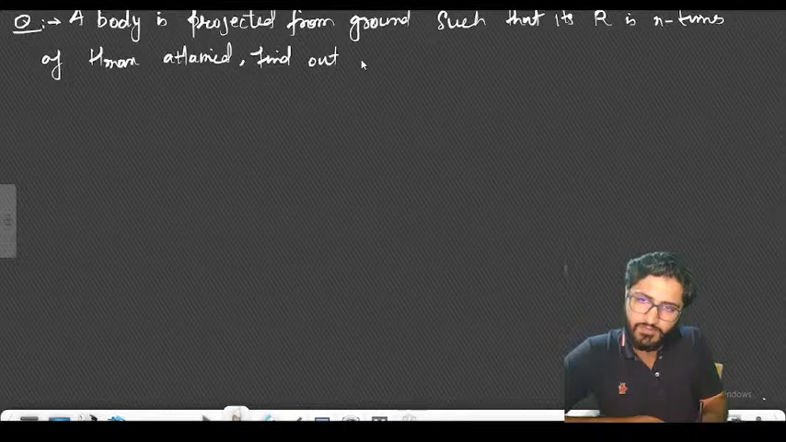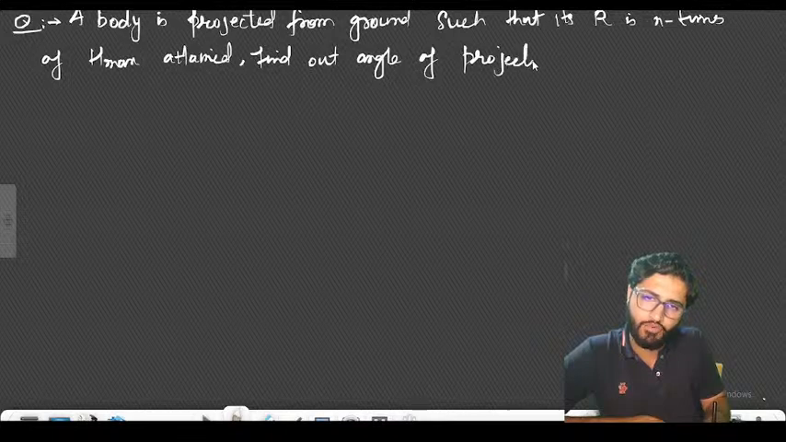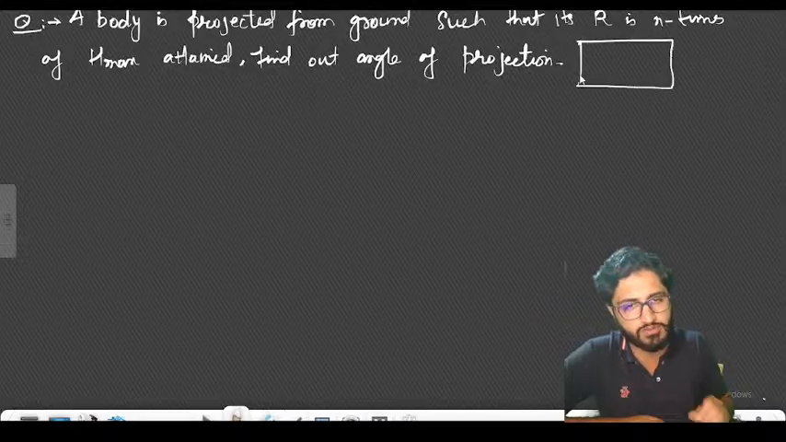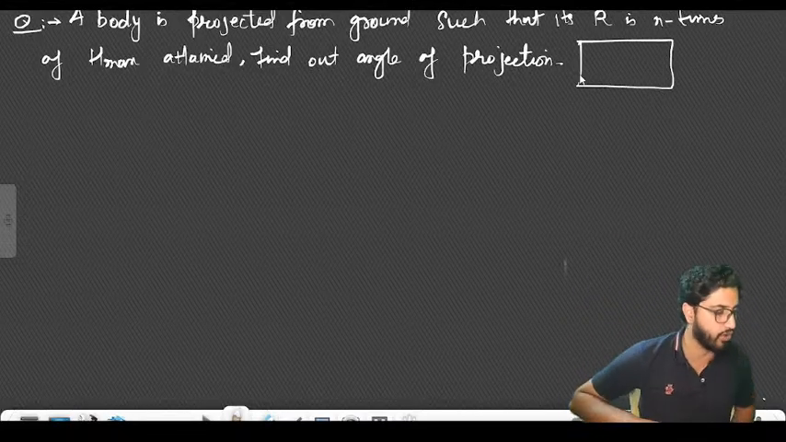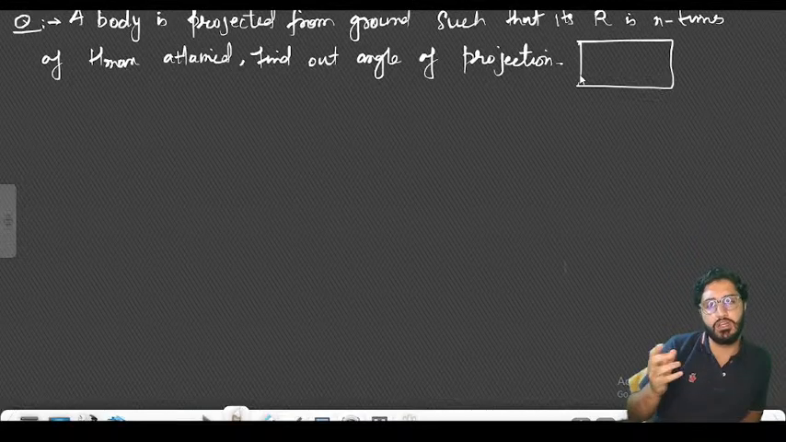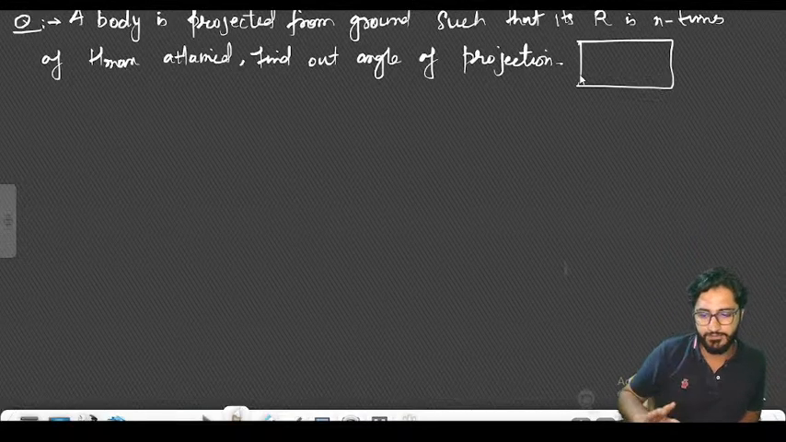Find out the angle of projection. A very good numerical, and you will get a very good output. So I will write a box where you need to write an output. That output is very important. You need to understand that output only. If you don't know the numerical procedure, don't worry. The output is very important to us: tan theta equals 4h by r.